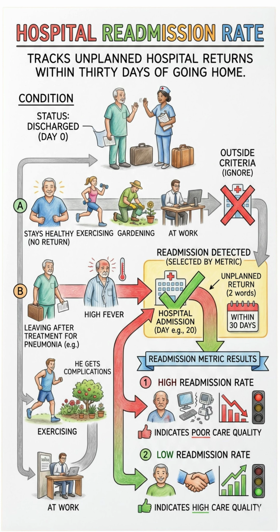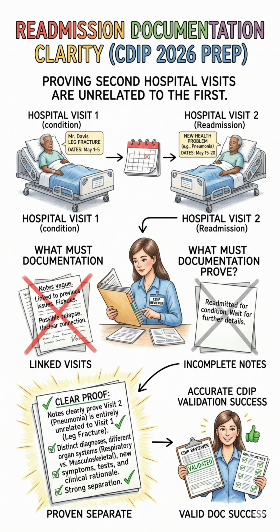It tracks how many patients have to return to the hospital within 30 days of going home. A high readmission rate suggests the doctors might be discharging sick patients before they are fully healed. 81. What should the medical documentation prove if a patient is readmitted for a completely new health problem?